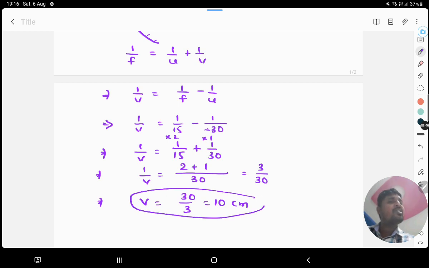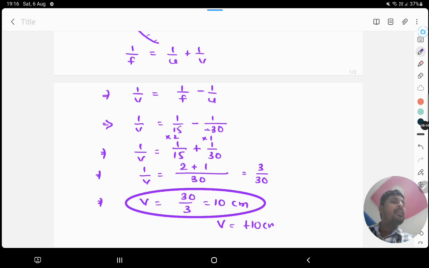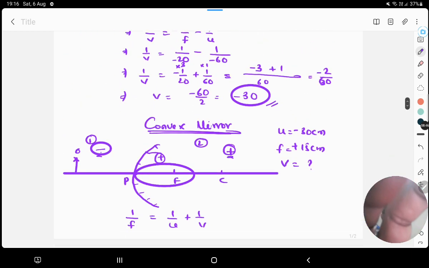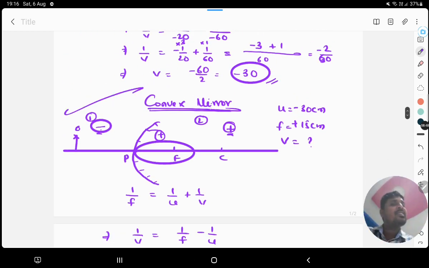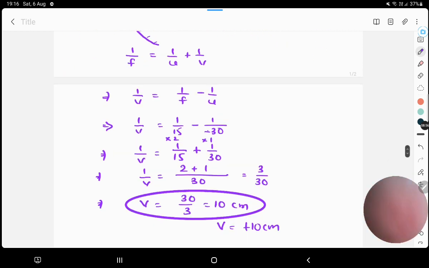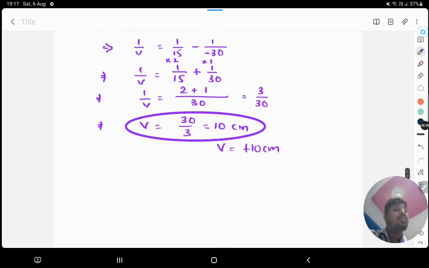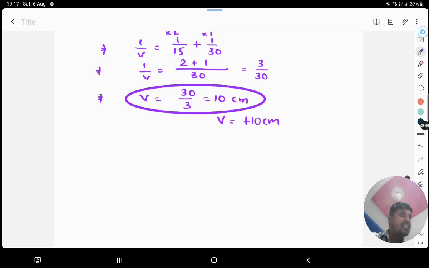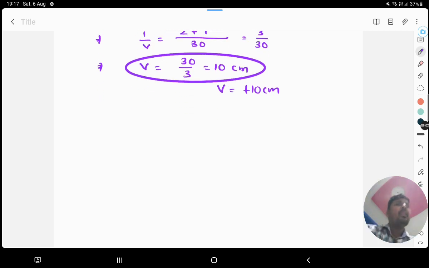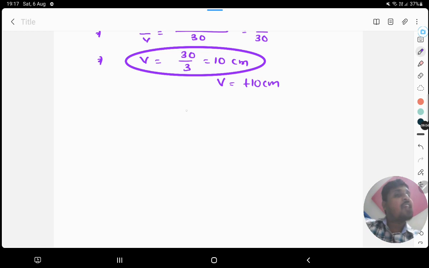Now try to understand, we got the value of v as plus 10 centimeters. That means you can easily predict where the image is formed, one portion or second portion. It is here because it is plus. So the image is going to be formed in this direction. By this way we are going to use the sign convention for the distances on the x-axis. Now we are going to see the distances on the y-axis.